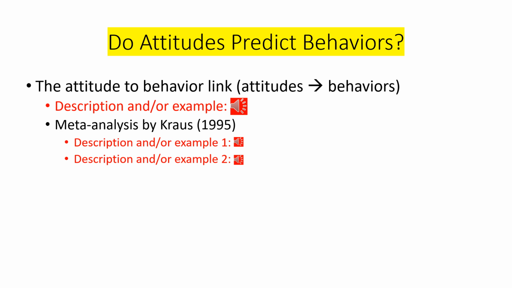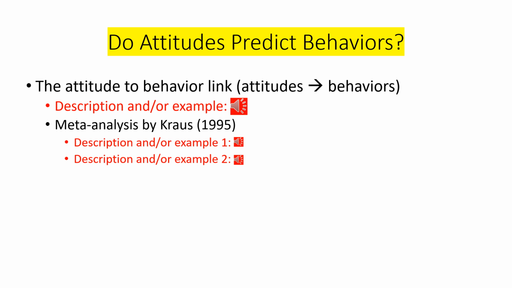Throughout the decades in social psychology, there have been literally dozens and dozens of different studies that have examined the attitude to behavior link. That is, literally dozens of studies that have tried to figure out, do attitudes predict behaviors, and if so, how well?